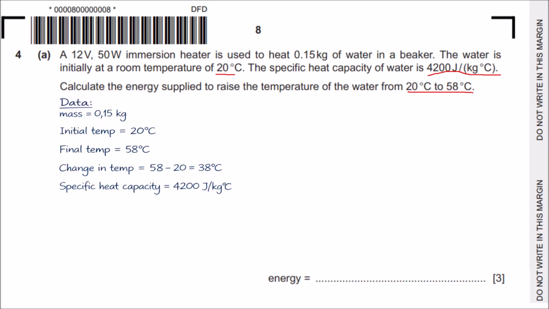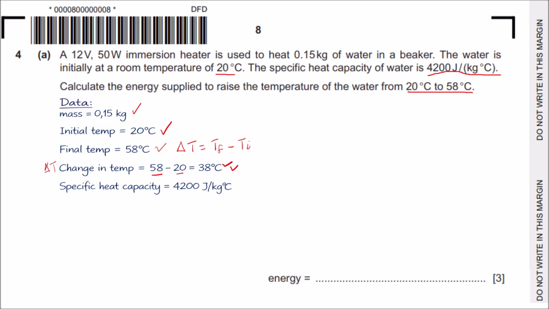We are told that the mass is 0.15 kg. We are told that the initial temperature is 20 degrees Celsius and the final temperature is 58 degrees Celsius. Hence, with this, we can find the change in temperature. Always remember that change in temperature is equal to final temperature minus initial temperature. So, final temperature 58 minus initial temperature 20, giving us a change in temperature of 38. Specific heat capacity is given as 4,200 joules per kg degrees Celsius.